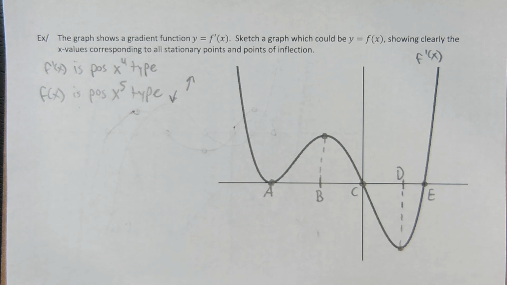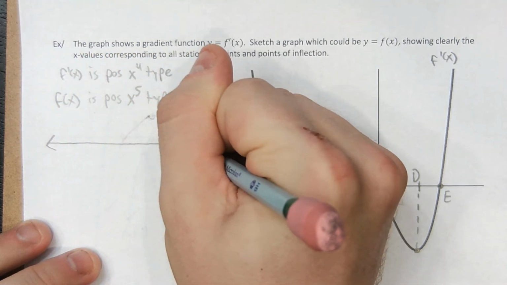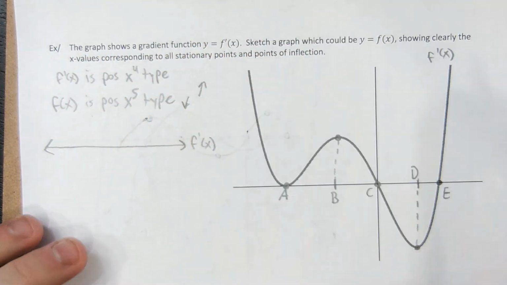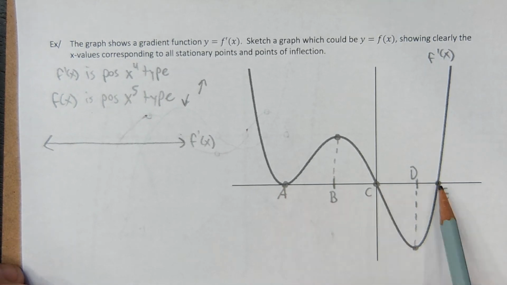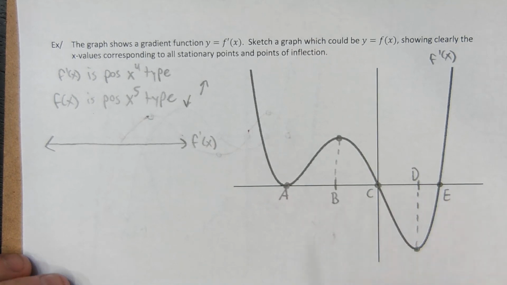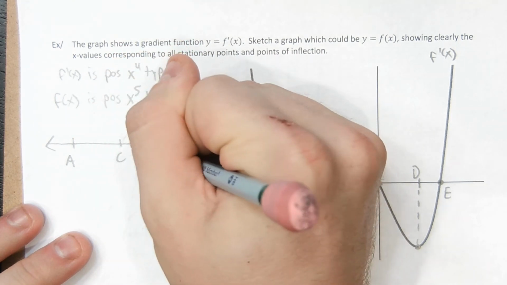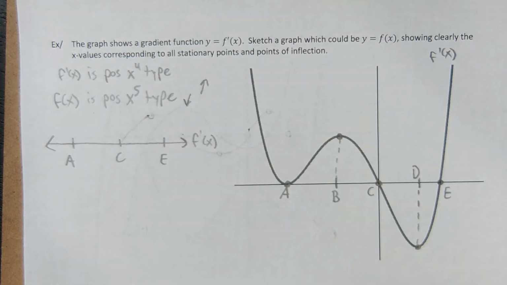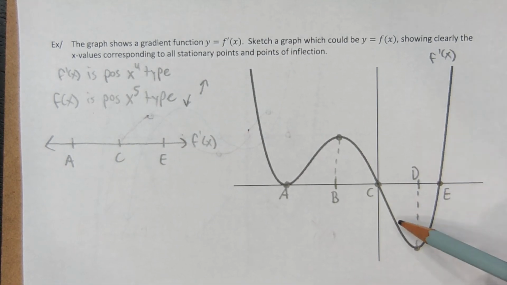Let's do a sign diagram for f prime of x. The sign diagram is going to include the areas where we hit the x-axis for f prime of x. So A, C, and E. And remember, what we're doing is talking about whether or not f prime of x is above the x-axis or below the x-axis. Because when f prime of x is above the x-axis, that means your slopes are positive. When f prime of x is below the x-axis, that means your slopes are negative.